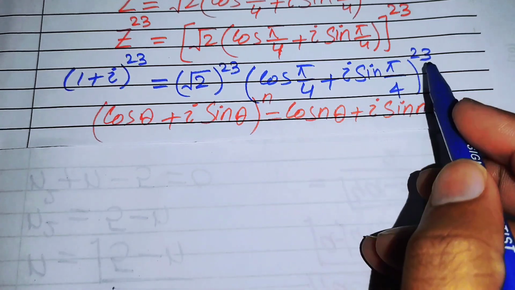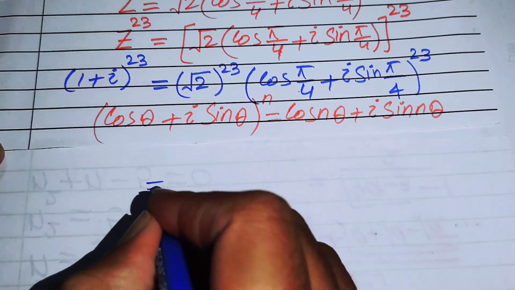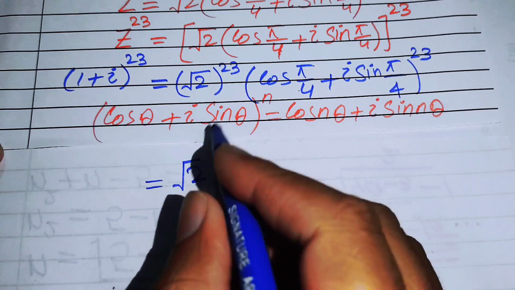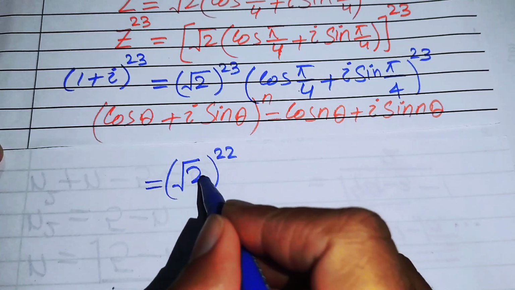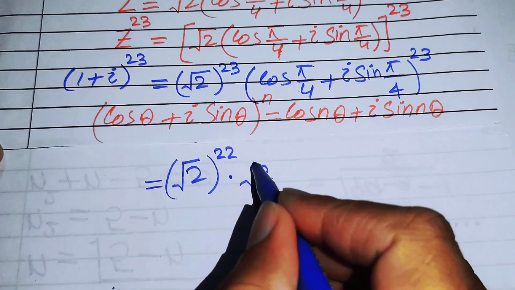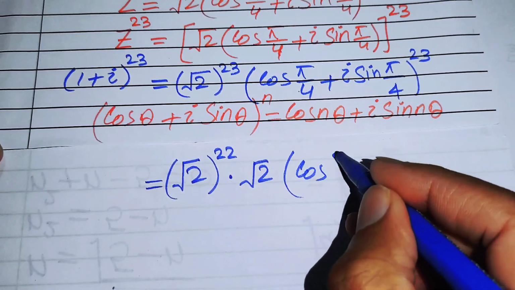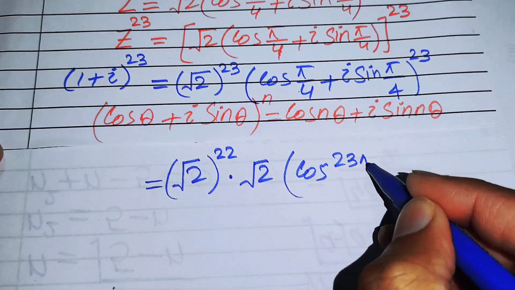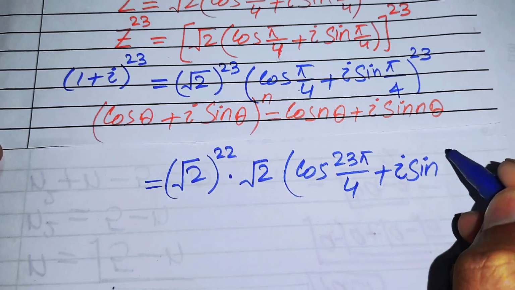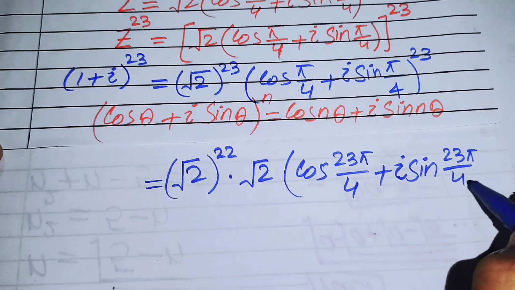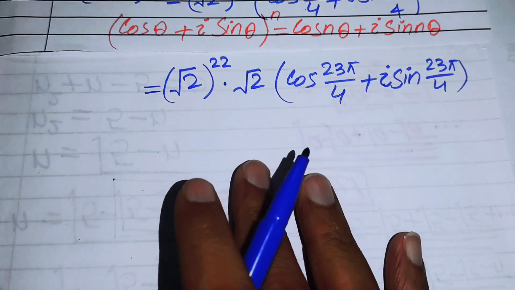So according to this theorem, we will multiply this 23 on the angles of sine and cosine. Now I can break this square root of 2 and its whole power 23 as square root of 2 to the power 22 and square root of 2, and here we multiply this 23 on each of the angles, and you get cos of 23 pi by 4 plus iota sine of 23 pi by 4. So now we can just use De Moivre's theorem here.